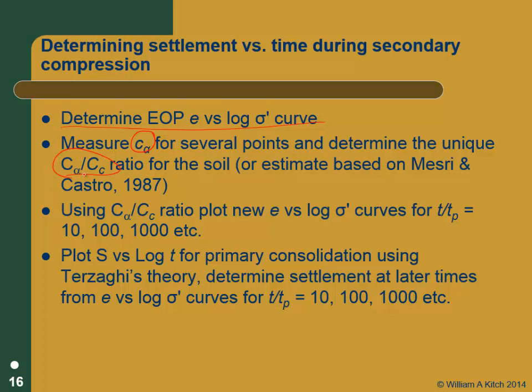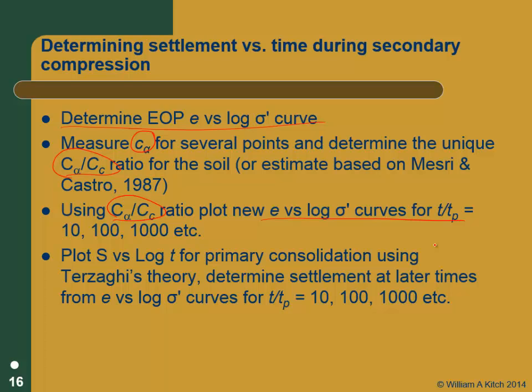We talked about that. And so now what you're going to do is, using the C sub C over C sub alpha, you can plot new e-log P curves for any time after primary that you're interested in. You can do it for t over t_p of 10, t over t_p of 100, t over t_p of 1,000.